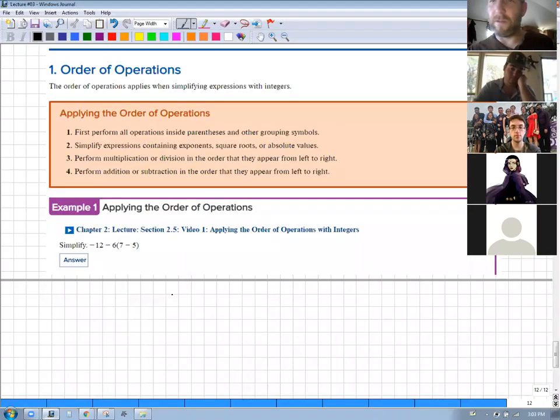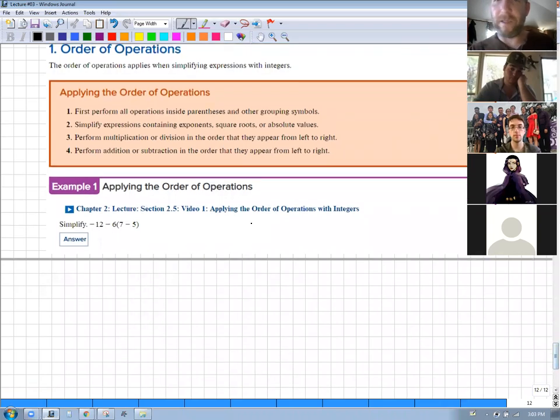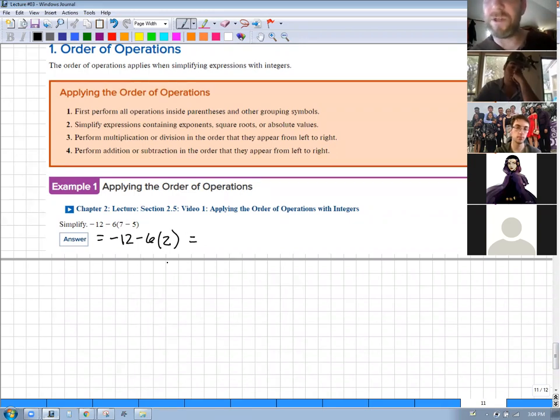So let's, they say simplify this, right? So they say do the stuff inside parentheses first, right? So let's see, we have a -12 minus 6 and then 7 minus 5. We do that first. So 7 minus 5 is 2. Okay. So you always want to do your multiplications before additions. All right, multiply first. So right here we have a -6 times 2 is a -12. Now we have -12 minus 12 is a -24.